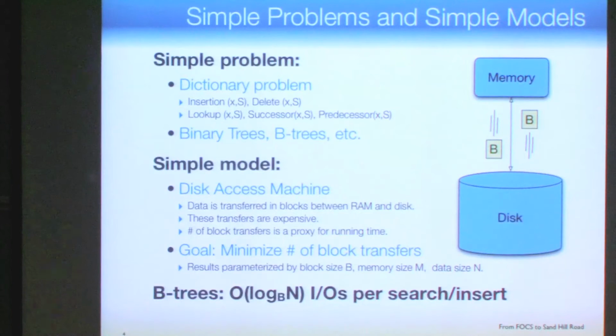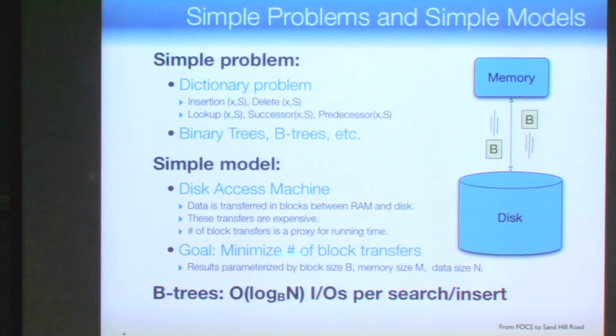What is the B? I'm sorry. Oh, the B is the block size, the amount of stuff that gets transferred together. But actually, we're going to talk a lot more about B in just a second. But in the simple model, it's the block size of stuff that gets transferred at the same time.